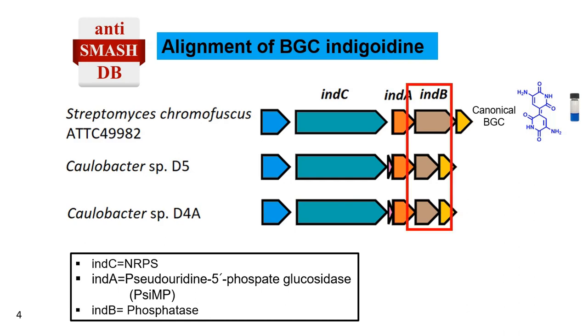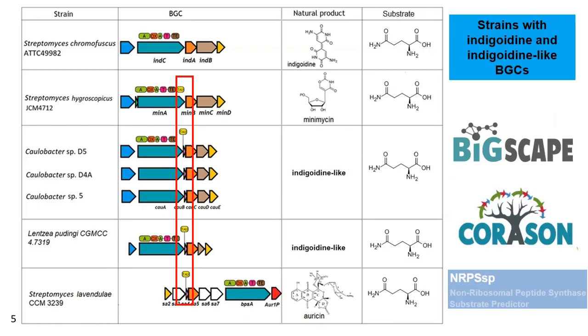The first, the IndA gene in our Caulobacter is smaller, and the second, the existence of a small gene named CoB between IndC and IndA genes. CoB encodes an enzyme of 77 amino acids related to the tautomerase family. Using the bioinformatic tools CORASON and BiG-SCAPE, we have observed that the tautomerase domain and a similar indigoidine-like BGC is shared between our Caulobacter strain and some actinomycetes.